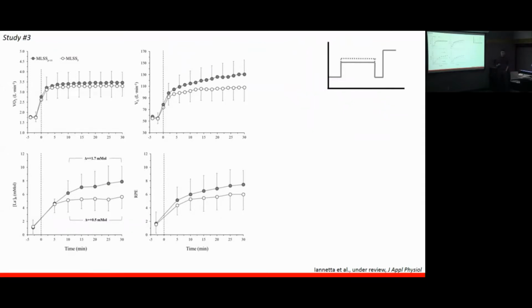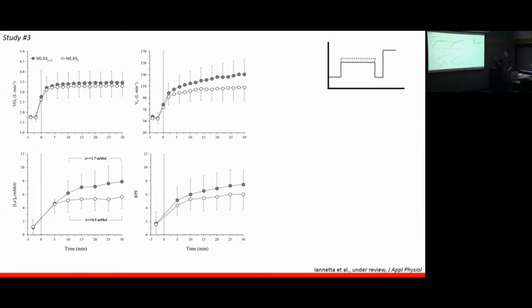If I put some of you on the bike and I ask you to cycle 100 watts or 110 watts, probably nobody will be able to detect the difference at the beginning. So it's a very, very small difference. And these are the physiological consequences.